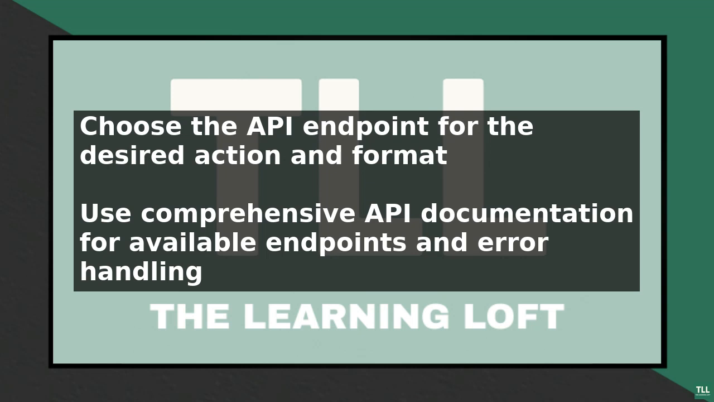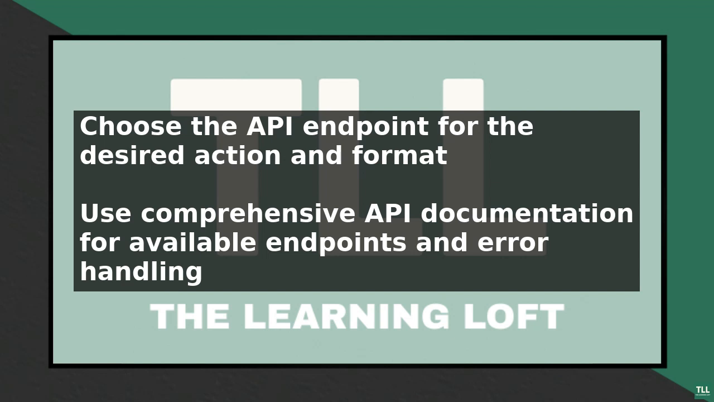To configure the API, users must specify the API endpoint, HTTP method, and request parameters. For example, to retrieve a list of bills, the API endpoint would be bills, the HTTP method would be GET, and the request parameters would include the bill status and date range.